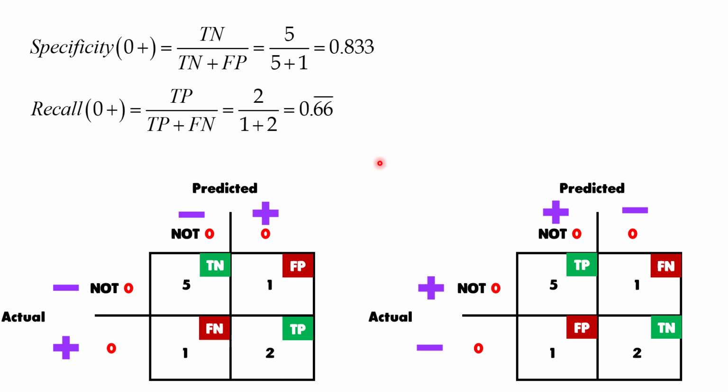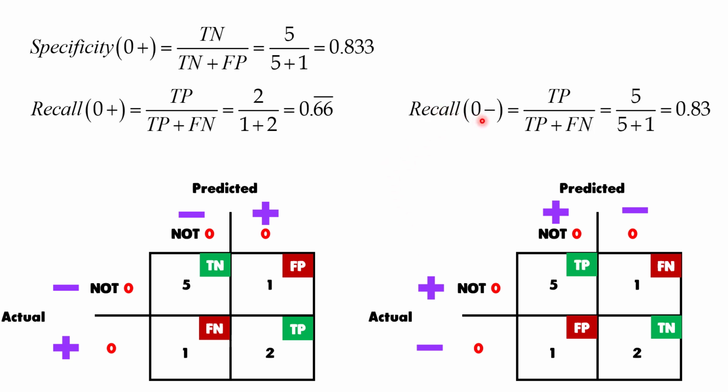Now let's calculate the recall when 0 is considered as the negative label. Again, the formula of recall is true positive divided by true positive plus false negative. But as you can see, the true positive location has changed. In the previous confusion matrix, true positive was this, but now it is this value. So true positive, which is 5, divided by true positive, which is again 5, plus false negative, which is 1, is 5 divided by this. And if you look at this slide, you can see that the recall of 0 when it is considered as negative is exactly the same as the specificity when 0 is considered as positive label. So this is the thing that we need in Python.